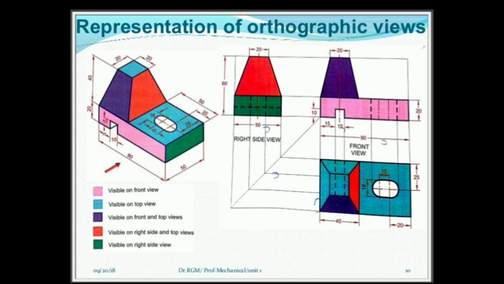In the first slide, the given figure has the red and green highlighted part as its right side view, the violet and pink highlighted part is its front view and the blue highlighted part is its top view. The top view is always below the front view due to the first angle projection.